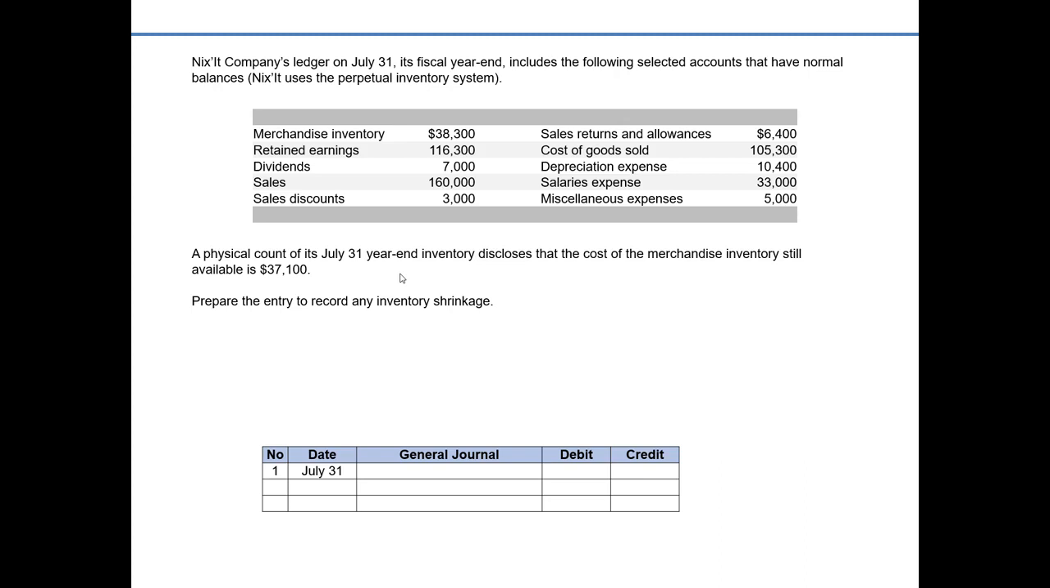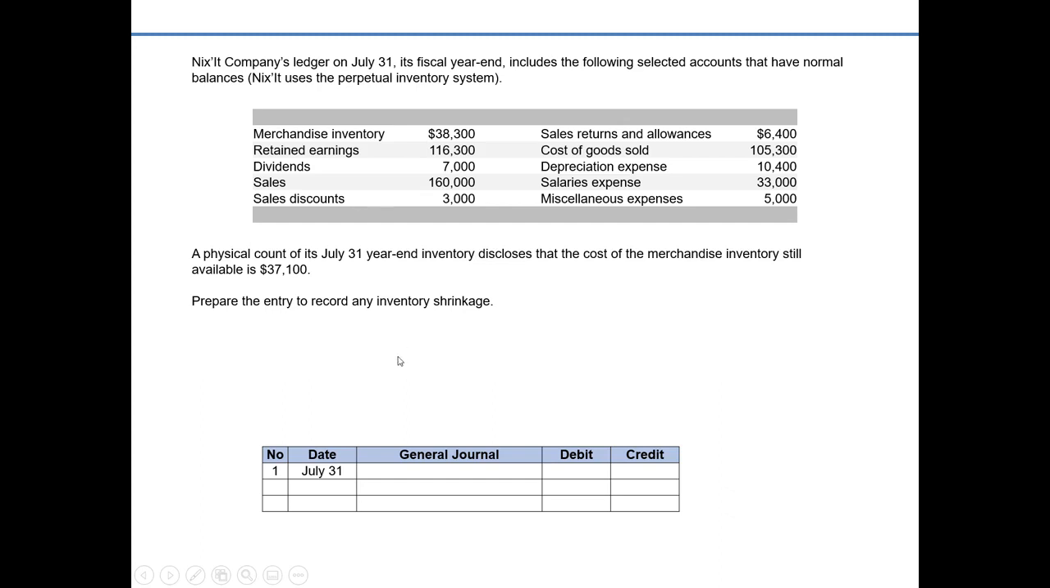So even a company that uses a perpetual inventory system still needs to go out and do a physical inventory or physical count of its inventory and value it at least once a year, typically at the end of the year, because again, we expect over that time frame that there are going to be some differences. So this company went out and did that physical count and valued its inventory at 37,100. Being that it's lower than the balance it had in its general ledger of 38,300, Nixit does have inventory shrinkage.